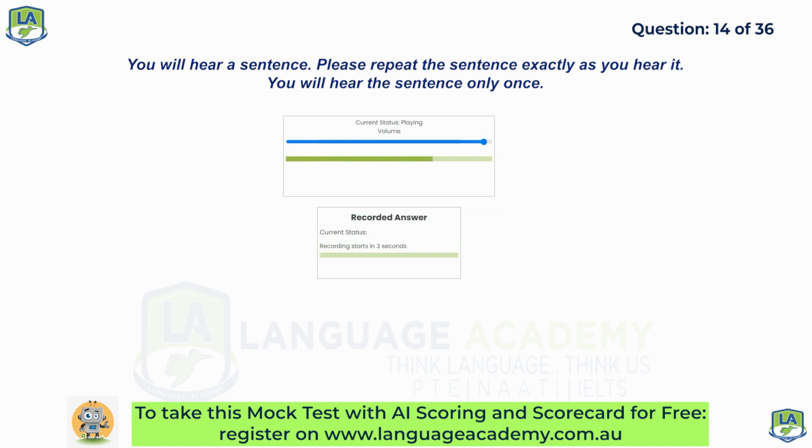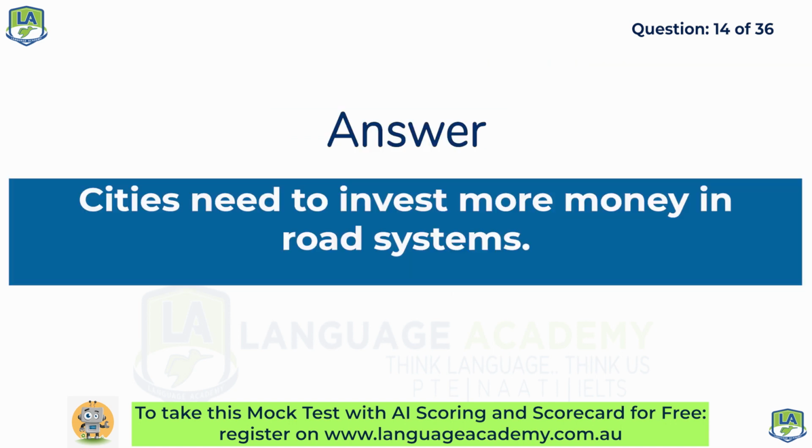Cities need to invest more money in road systems.